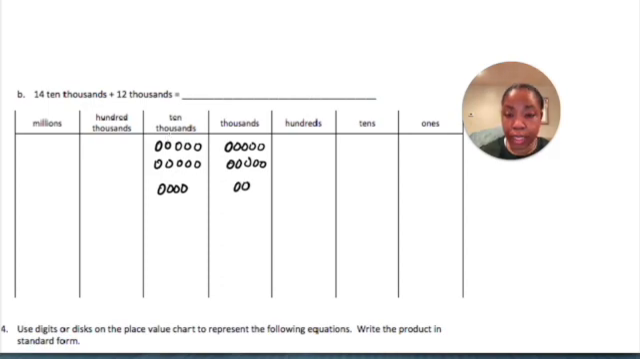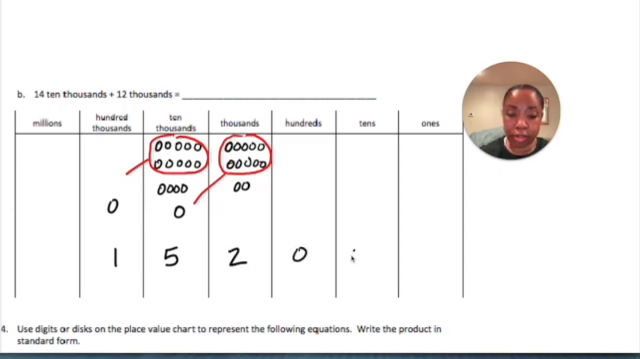I can bundle here. That will be 100,000. I can bundle here. That will be 110,000. So I have 100,000. I have 5 10,000s, right? Because I have 4 already. I bundled and made 1. And then I have 2 thousands, which is 152,000.